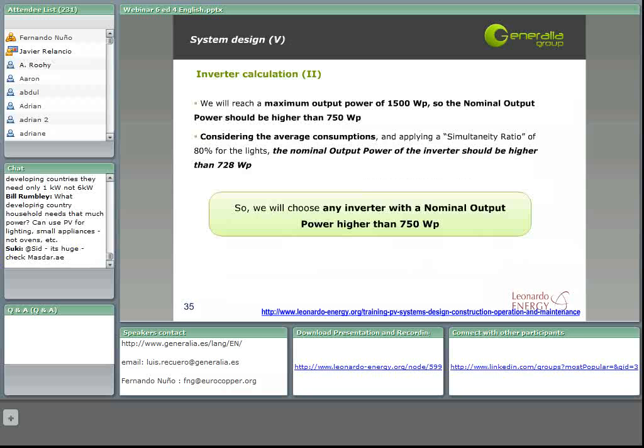Now, on the other side, we have to consider the average consumption, and applying the simultaneous ratio that we were talking about in the previous slide, we can get that the nominal output power of the inverter should be higher than 728 watt peak. So, we have to choose the most conservative one of both limits. In this case, it will be 750 watt peaks, and then we have to choose an inverter with a nominal output power higher than 750 watt peaks.